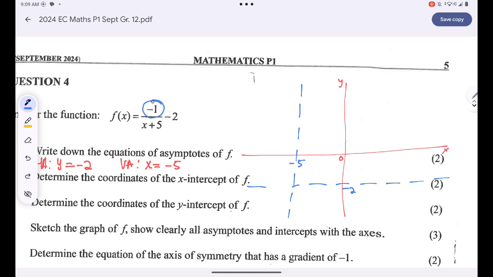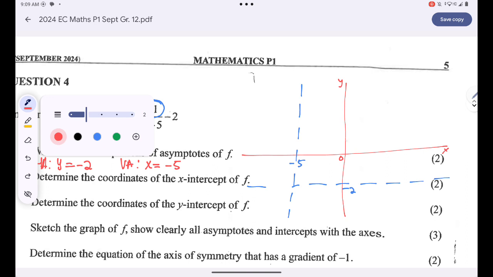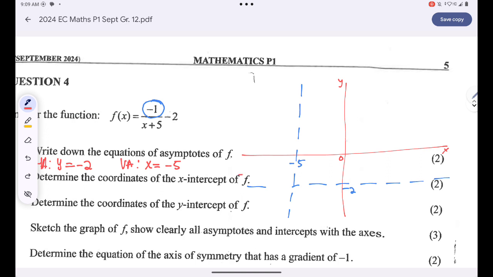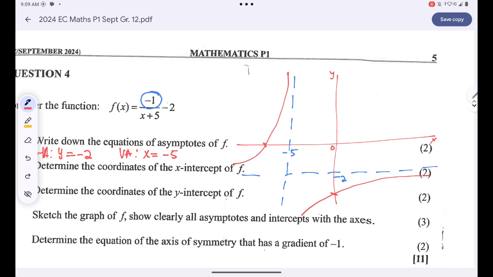And since the value of a, or rather the constant term at the numerator, is negative, this simply means that my graph will be on the second and fourth quadrants of my asymptote. So my graph will simply move like this. I will have an x-intercept over there, and then the other part will simply move like that. I'll also have a y-intercept over there.